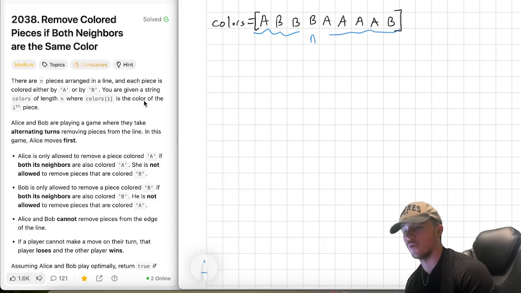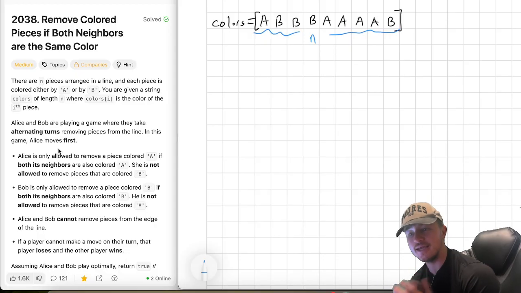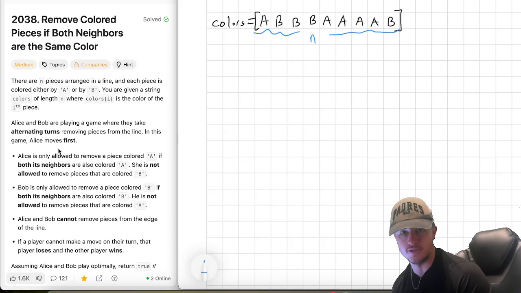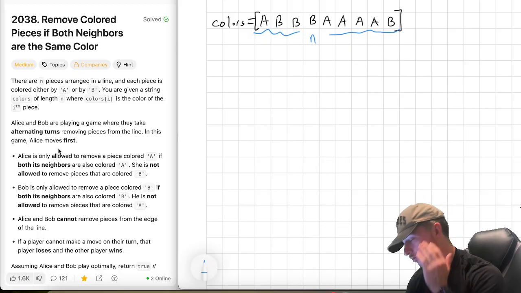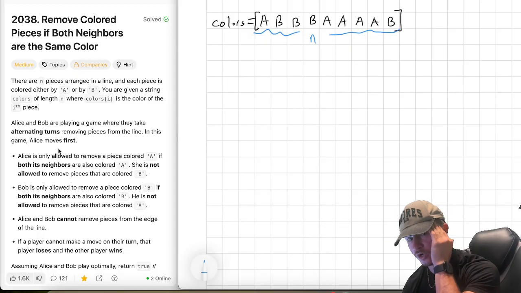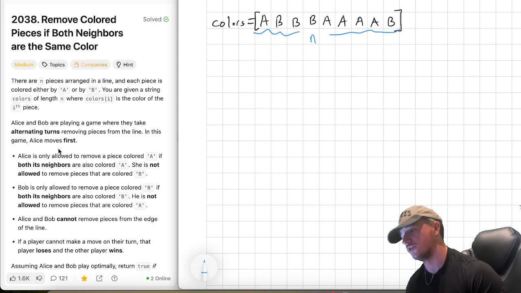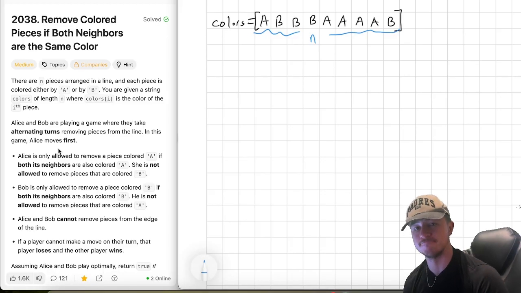Pretty straightforward. Now, there's two characters, Alice and Bob, and they're playing a game where they take alternating turns. This is like a super common problem statement in Leetcode, right? There's a game. There's Alice. There's Bob. They're doing things alternating. Who's gonna win, right? This structure is super common within Leetcode problems or any problem. Maybe if you were in an interview, they wouldn't call them Alice and Bob. They'd call them Jim and Pam or whatever. But ultimately, this is a pretty common problem statement.